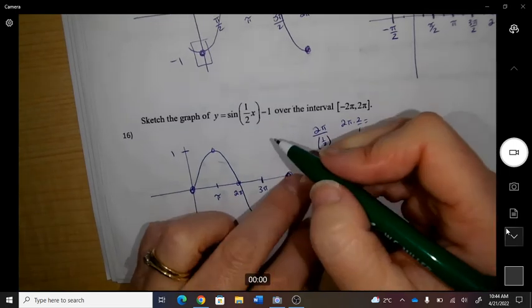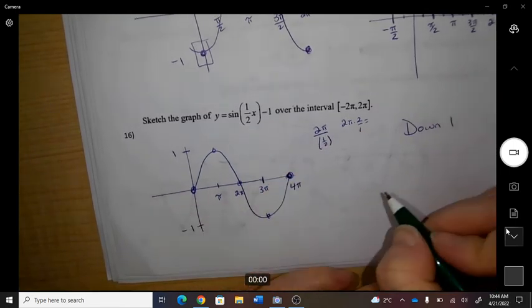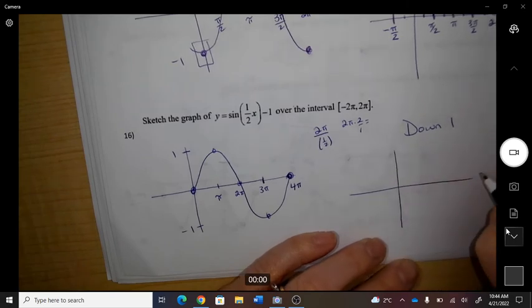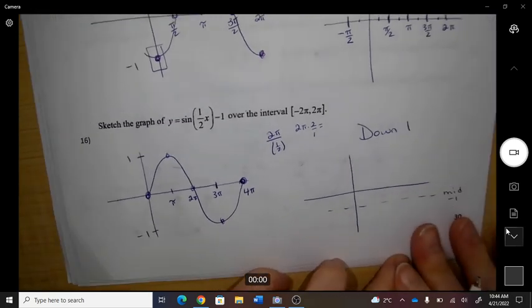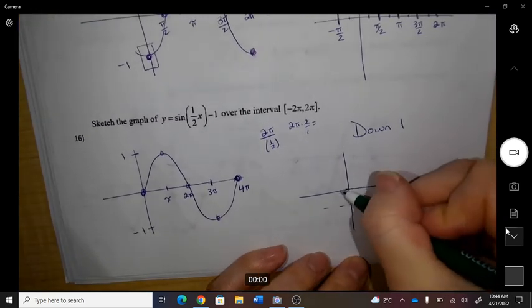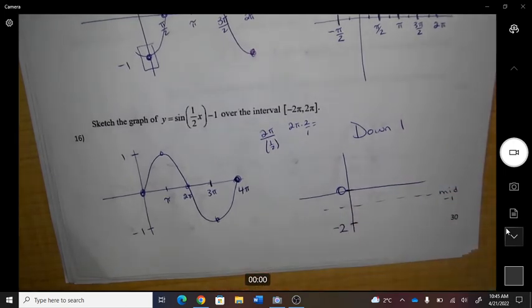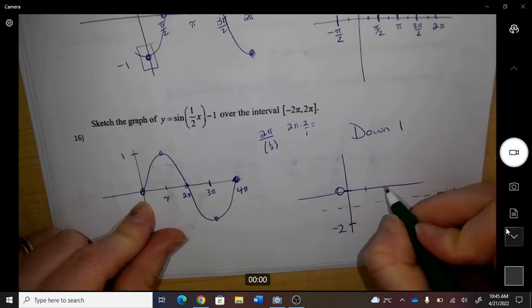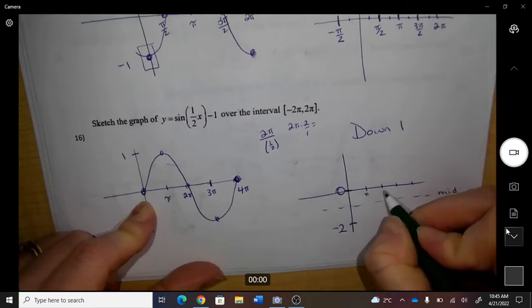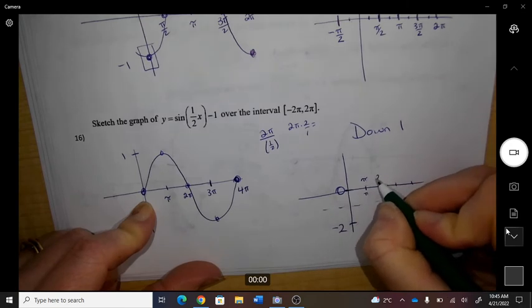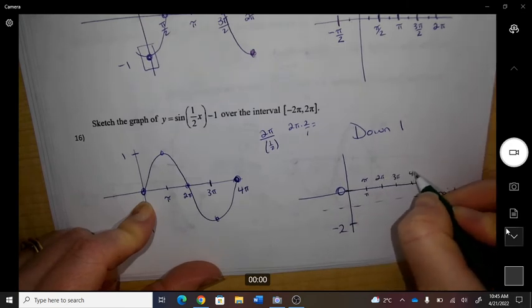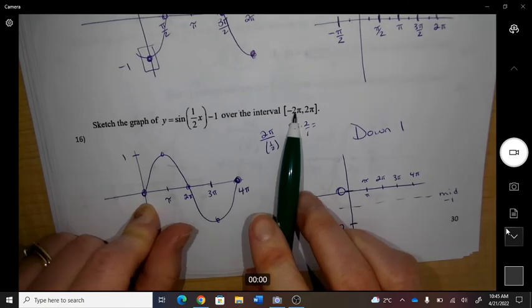Now I need to shift this graph down 1. So the mid is -1, and 0 and -2 will now be the top and the bottom. I went down 1. Okay, so let's put pi's on here. You know what, I'm going to do it on top. And I have to go to negative 2 pi.